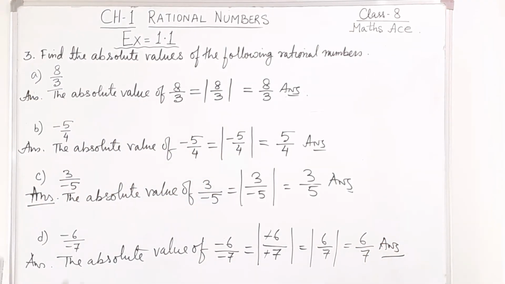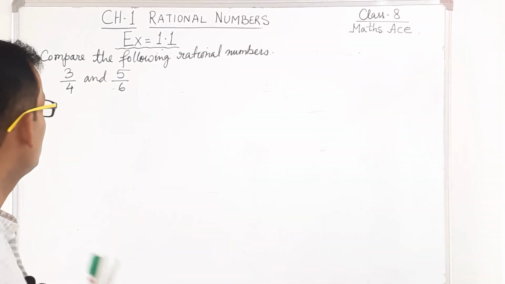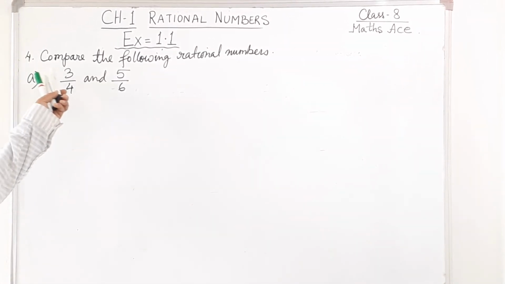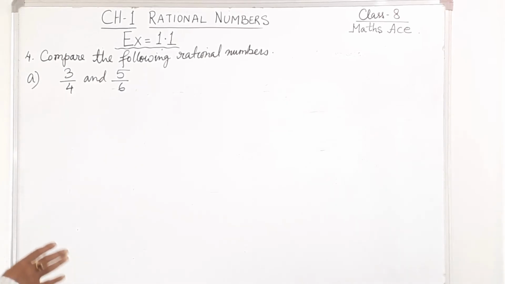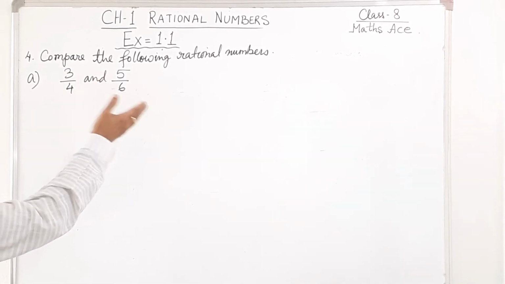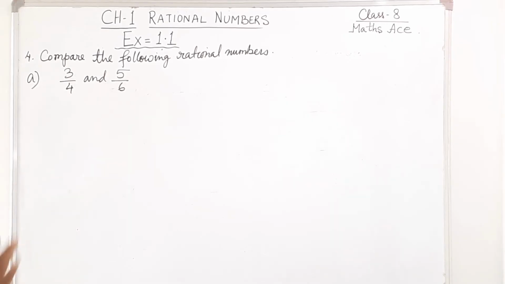Clear? So how to find out the absolute value? All the sums I have done, you have to practice again and again to become good. Okay, now we will move on to the next sum. Now question number 4, compare the following rational numbers. You have to compare, okay, that this one is bigger than this, or greater than this, or smaller than this, okay, or are they equal, okay. So how to do it?